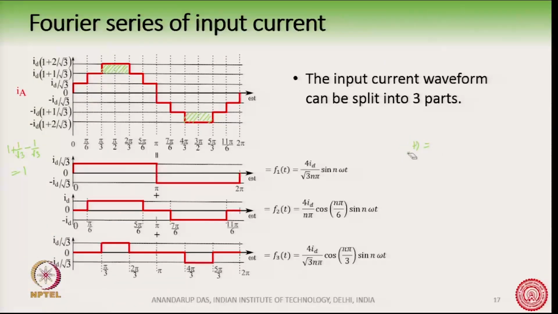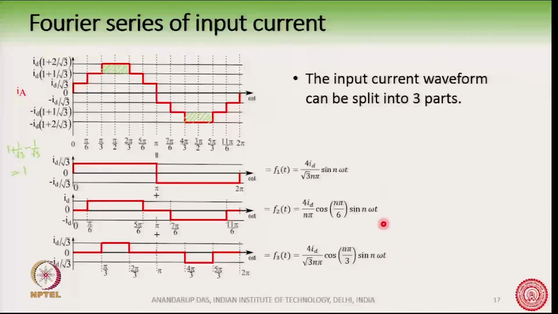For the second one, we find that alpha is equal to pi by 6 and its magnitude is 1. So, 4 I d by n pi cos n pi by 6 sin n omega t. This is f 2 t, for the second waveform here. And what about the third one? For the third one, alpha is equal to pi by 3, so cos n pi by 3, and the magnitude is 4 I d by root 3 n pi. So, 4 I d by root 3 n pi cos n pi by 3 sin n omega t, right.